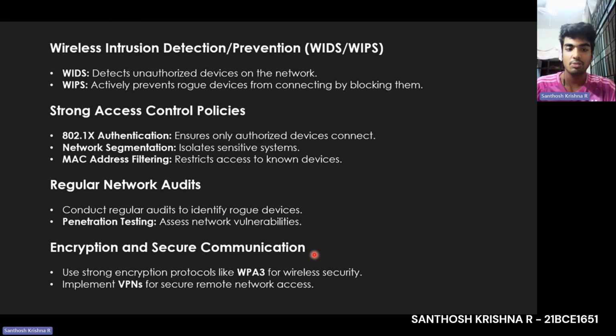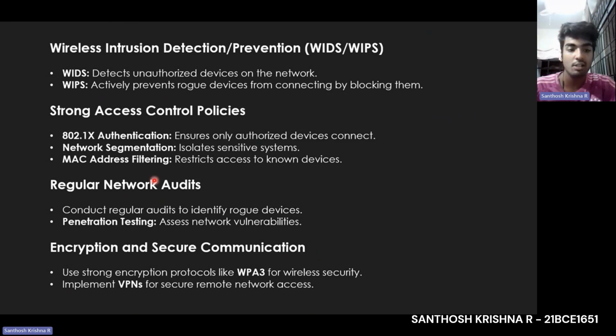And then we have strong access control policies that ensure that only authorized devices can connect to the network. One such measure is 802.1x authentication, which validates users and devices before granting access. In the same way, MAC address filtering can also limit devices, though it isn't foolproof, since attackers can spoof MAC addresses.